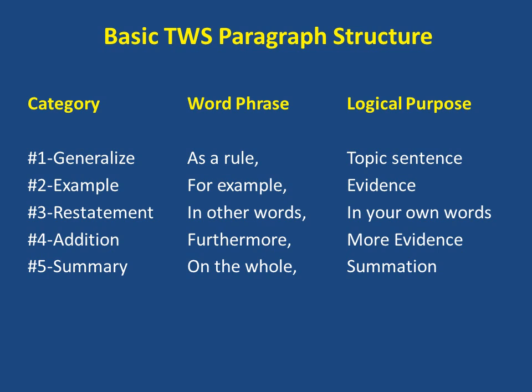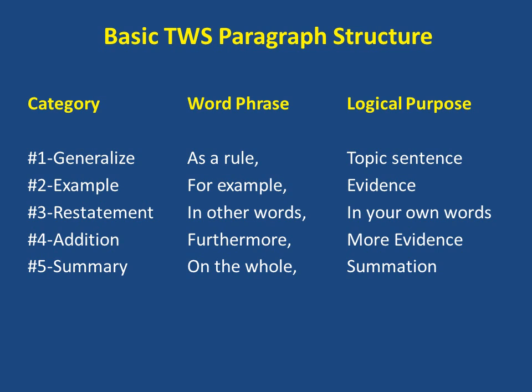This is a brief overview of the first handout that the student will receive when doing transitional words in sequence. As you can see, there are 5 categories. Each category has a number. The number corresponds to the number of the sentence within the paragraph. So category number 1, generalize, is the first sentence in the paragraph. Category number 2, example, second sentence in the paragraph. Category number 3, restatement, third sentence in the paragraph. And the same with 4 and 5.